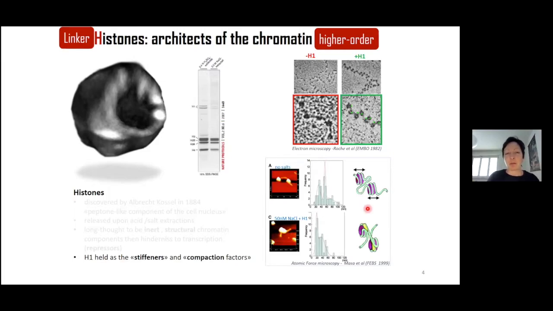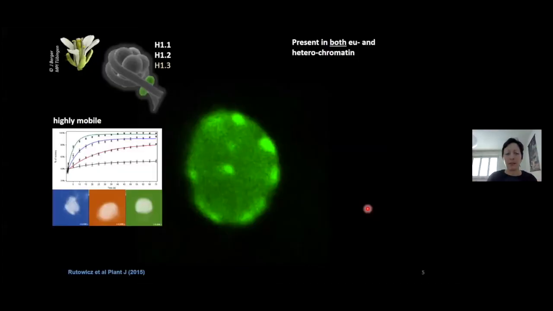So linker histones are architects of the chromatin fiber, but at a higher order folding level. In Arabidopsis, there are 3 genes encoding for linker histones, named H11, H12, H13, and they have been largely analyzed by the group of Andrzej Germanowski at the University of Warsaw. And his group has characterized in detail the property of the different linker histones.